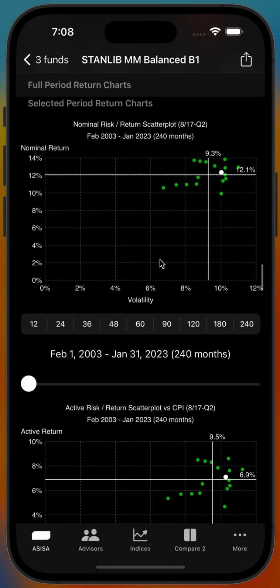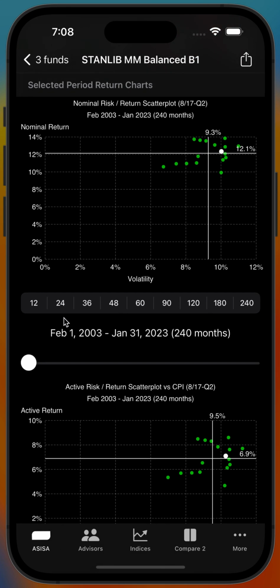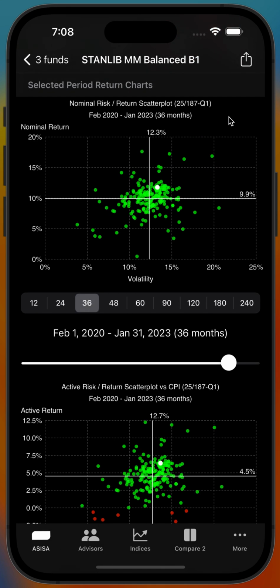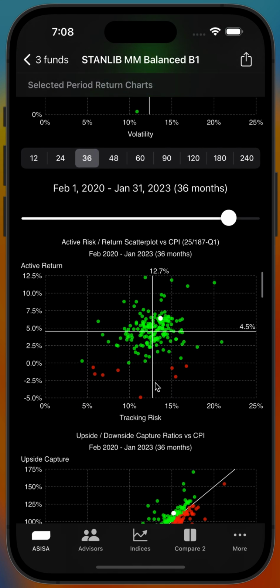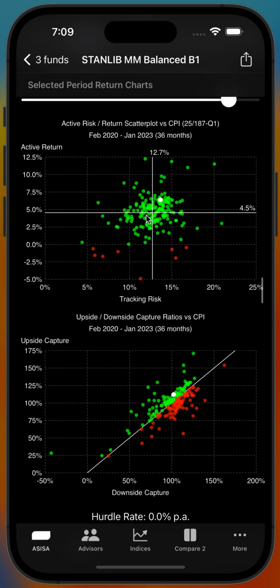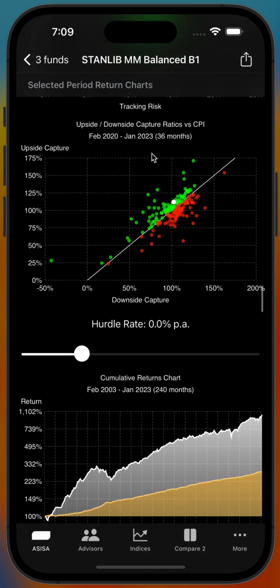Okay, so let's move on, and then we've got the risk return plot. Just choose a period, so over 36 months, for example. You've got every single fund in that CISA category with the average return, the average volatility, and then this fund, the Standard Multi-Manager Balance Fund, as the white dot there. Okay, and this would be in nominal terms again, and in active terms, so active return versus the tracking risk. And then maybe just one or two more graphs here.